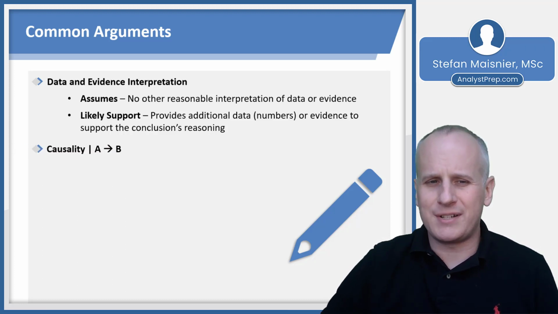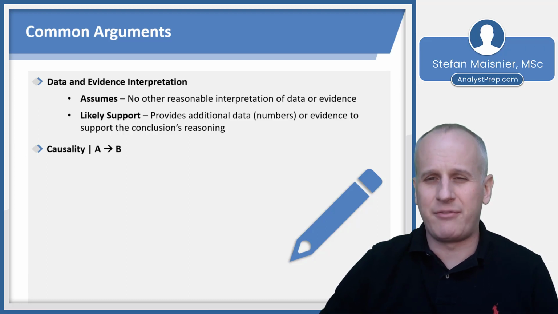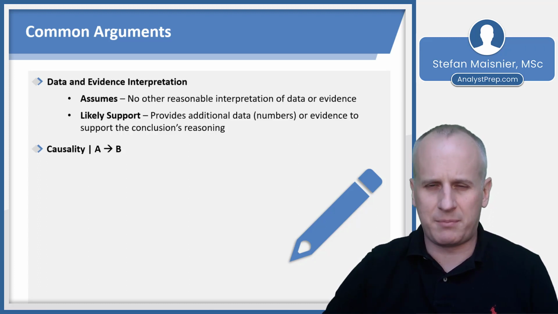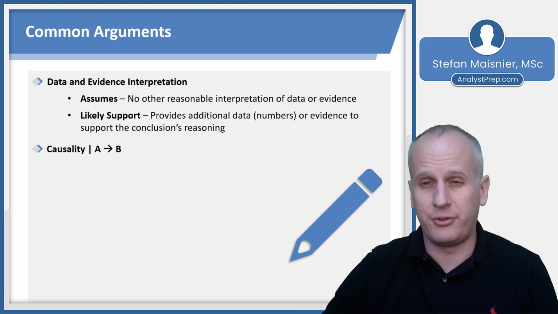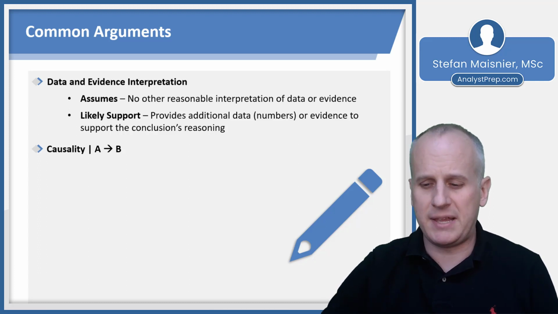Then we go to causality. And causality, in its simplest terms, is that because A happens, then B happens. And just about every argument type, if you can't identify it as a more specific data and evidence interpretation, representative sample, analogy, or ultimately the plan that we'll be looking at next, can be forced into the structure of causality. Because A happened, B happened.